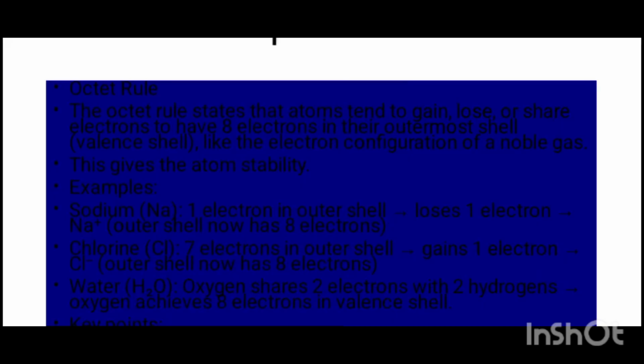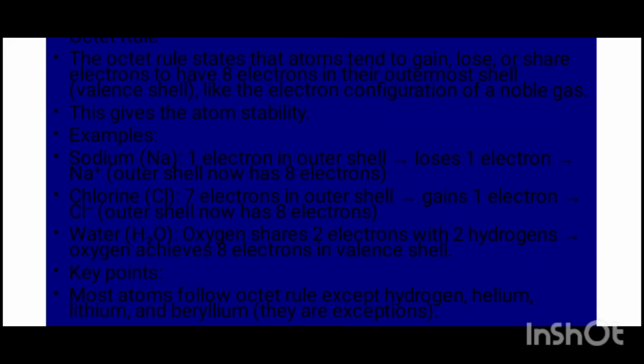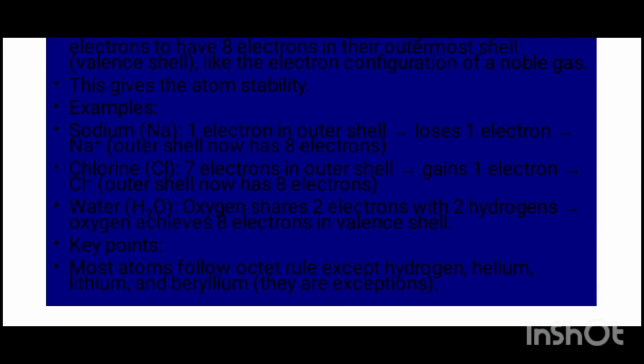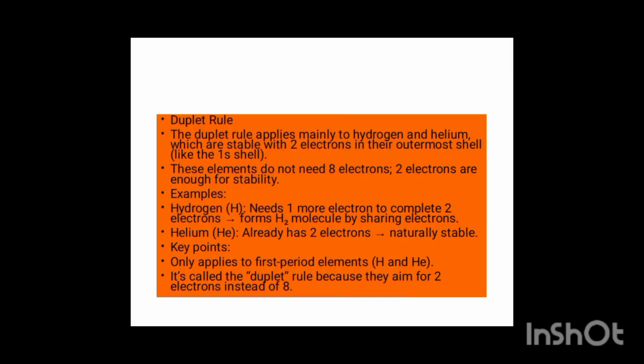Now what happens then? Oxygen achieves 8 electrons in the valence shell. Key points: most atoms follow the octet rule except hydrogen, helium, lithium, and beryllium. They are exceptions.